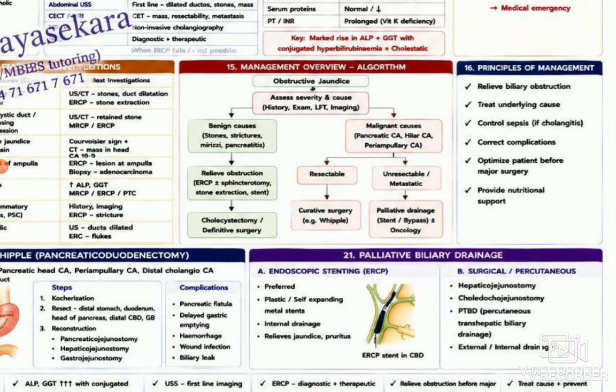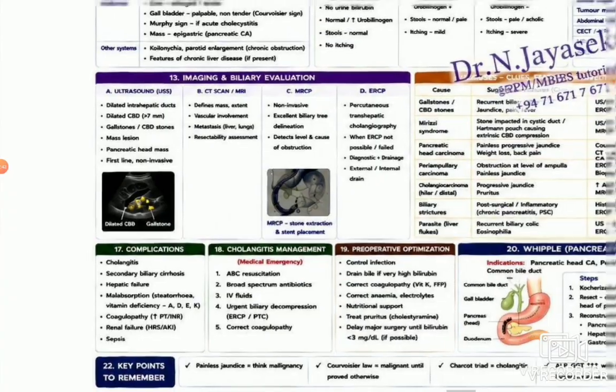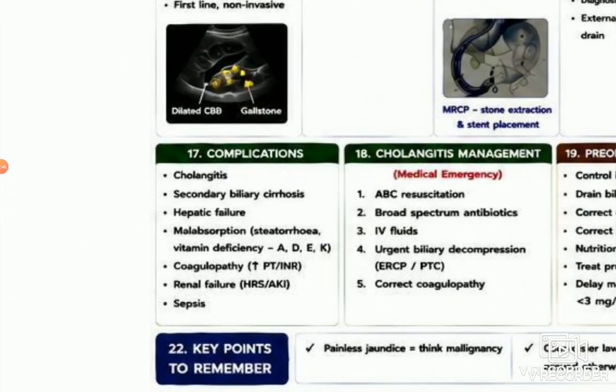Unresectable cases. If the disease is advanced, palliative stenting or bypass is performed. Even if cure is impossible, relieving obstruction improves the jaundice, appetite, pruritus, liver function, and quality of life. Next, we'll go for the complications. Untreated obstructive jaundice can lead to ascending cholangitis, biliary cirrhosis, hepatic dysfunction, vitamin deficiencies, coagulopathy, sepsis, and renal failure.